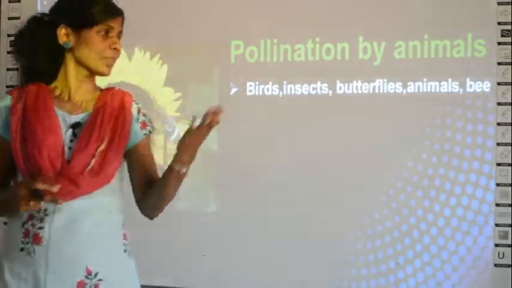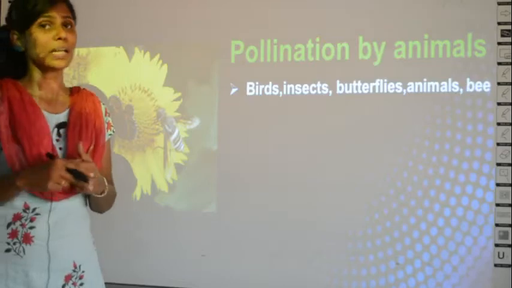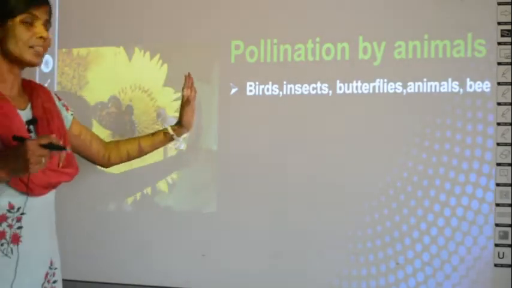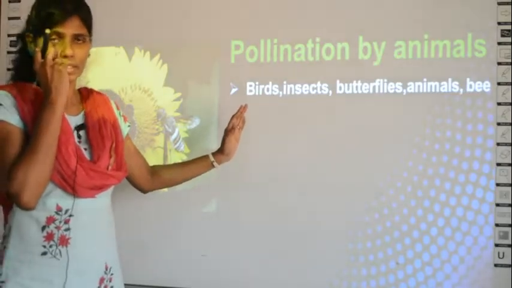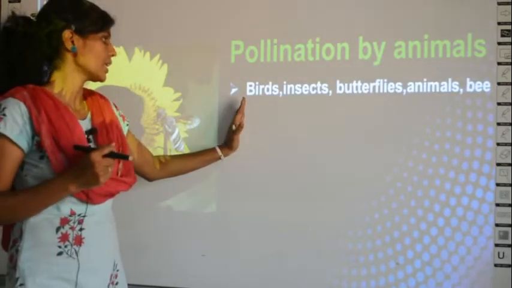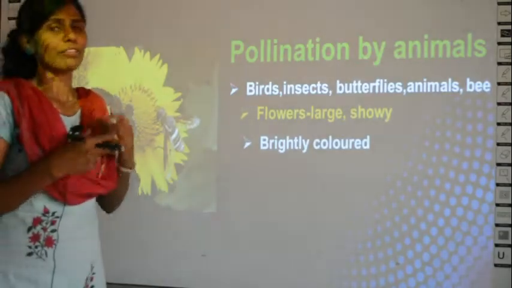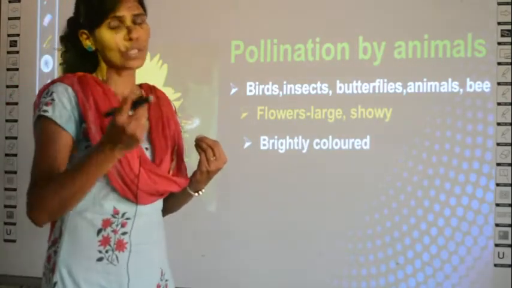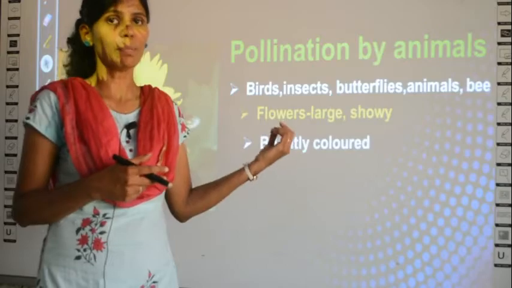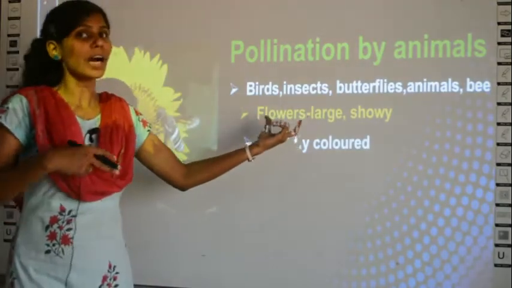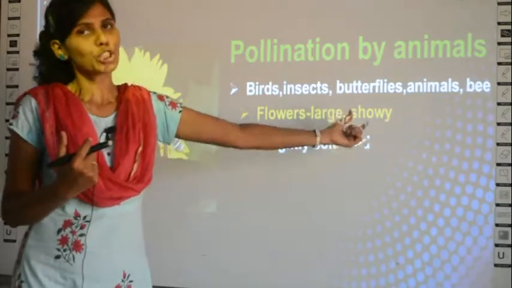That way, even bigger animals can also help in pollination. Okay, there are some characteristics which are present when animal pollination happens. What are those characteristics? Usually the flowers which transfer their pollen grains by animal pollination have a special characteristic. Their flowers are large in size and showy.